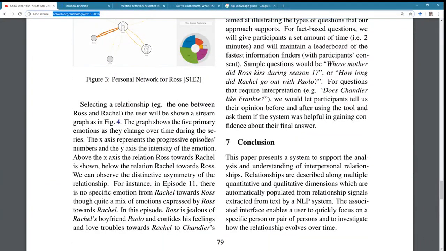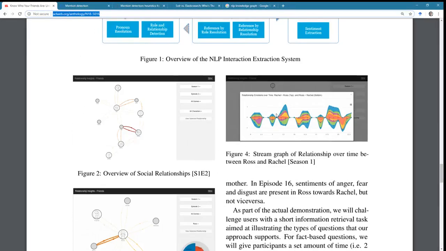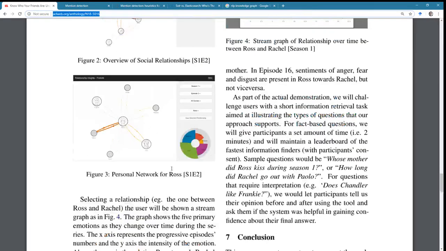Selecting a relationship, e.g. the one between Ross and Rachel, the user will be shown a stream graph as in figure 4. This graph shows the 5 primary emotions as they change over time during the series. The x-axis represents the progressive episode numbers, and the y-axis the intensity of the emotion. Above the x-axis, the relation Ross towards Rachel is shown. Below, the relation Rachel towards Ross. We can observe the distinctive asymmetry of this relationship. Which is true, they are fairly asymmetrical, especially right around here and right around here.